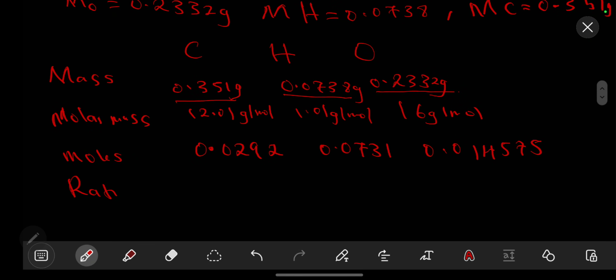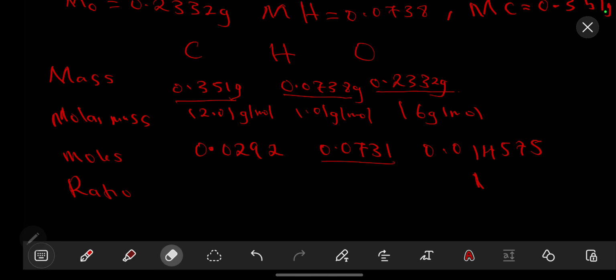So then here, we are going now to divide. We have the ratio. To divide the ratio, we are going to pick the smallest. So our smallest value here, since this is 0.07, 0.02, it is 0.01, regardless of the numbers that are there. So if we divide this number by itself, we are going to get a 1. Then 0.0731, we are going to divide it against the smallest value, 0.01457.